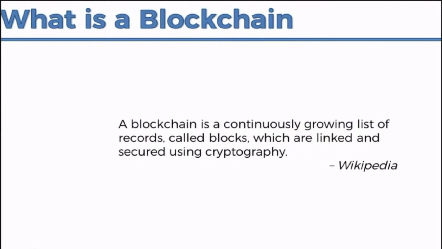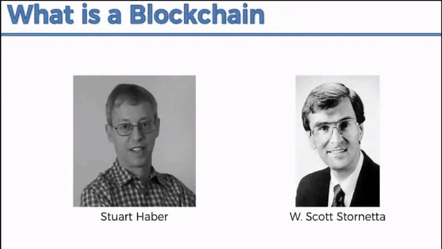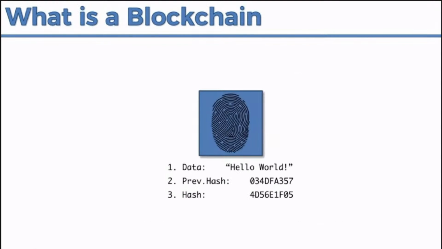With this definition, and in honor of the two important persons with the most contribution towards blockchain, Haber and Scott, now let me go to the basics of blockchain. What exactly is a blockchain? A blockchain consists of mainly three very important pieces of information: data, the previous hash value, and the hash value.